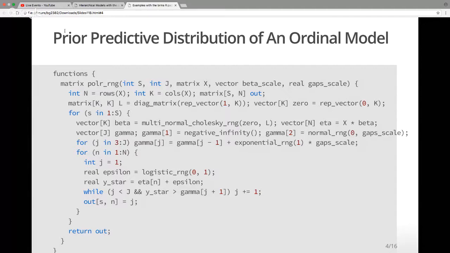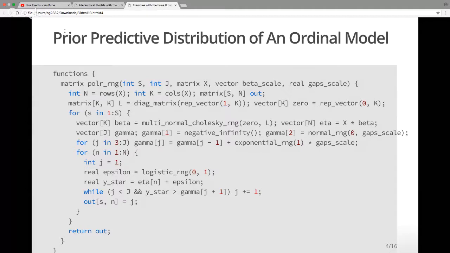Then I'm going to make a vector of zeros, which is going to be my expectation for the prior on the coefficients in this ordinal model. This can be created in the Stan language using the rep_vector function. So this is going to make a vector of size K, and it's going to fill it with the same value in each cell of that vector. In this case, I give it 0, and that's going to be used throughout. So that's all the preliminaries.